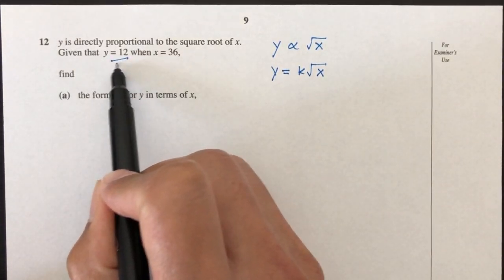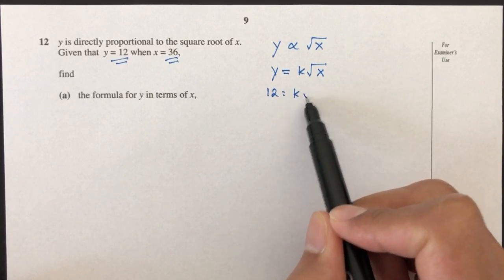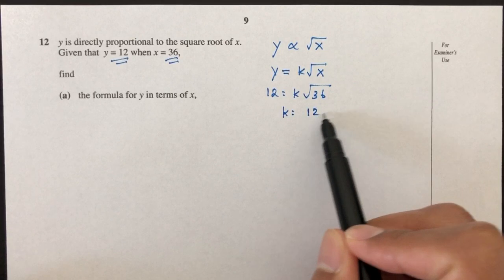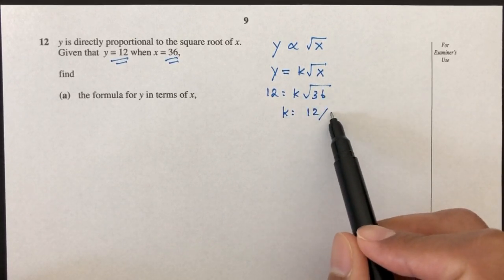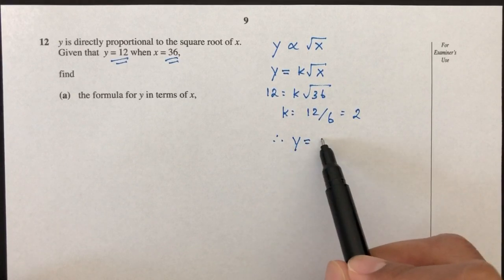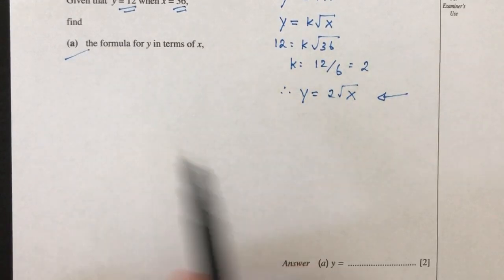So given that y is 12 when x is 36, find the value of k. k will be 12 divided by the square root of 36, which is 6, so k is 2. So the equation will become y equals 2 square root of x. This will be your answer for part A.